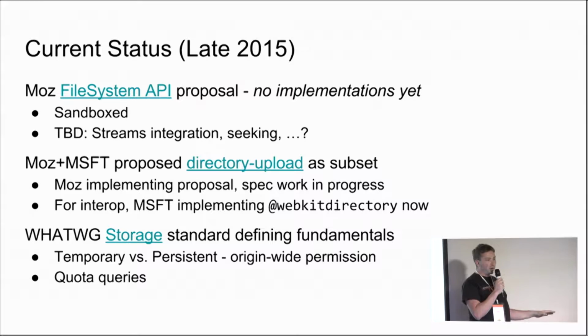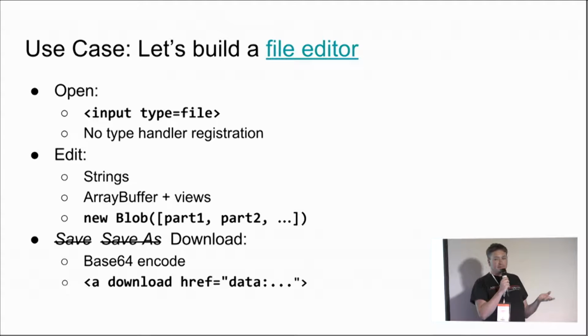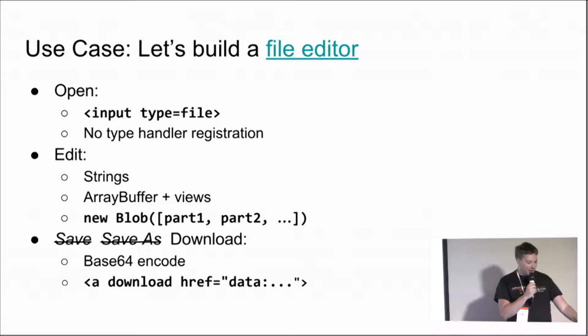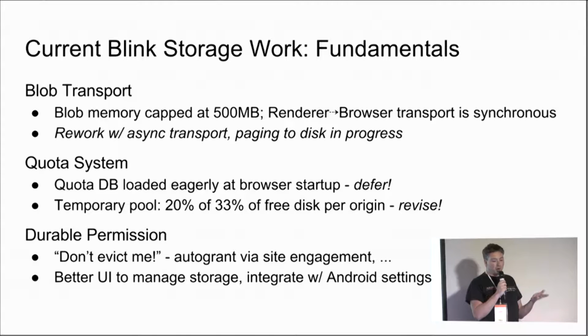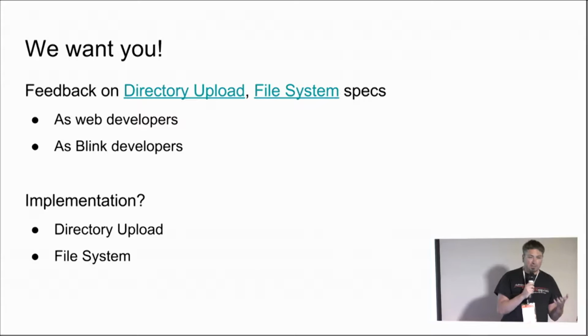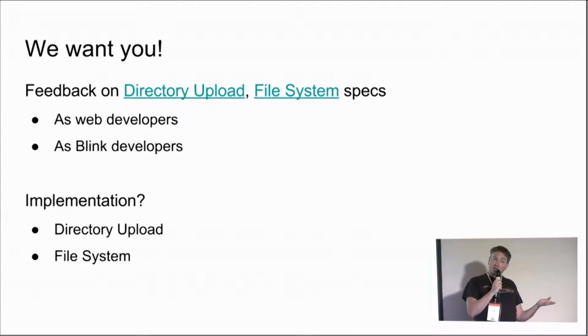You can actually build a file editor today using the file APIs, but it's pretty grim. You don't get the ability to associate with a file type, such as images or text. You don't have streaming APIs, and you can't even just resave the same file you open. You end up downloading it again. The storage team is working on fundamentals, like improving blob transport, quota system, durable permission, so we're not actively working on file system API work here. But if this is something of interest to you, it'd be great to get your feedback on the proposals. And if you're interested in helping out with implementation, we'd like that too. Thanks.